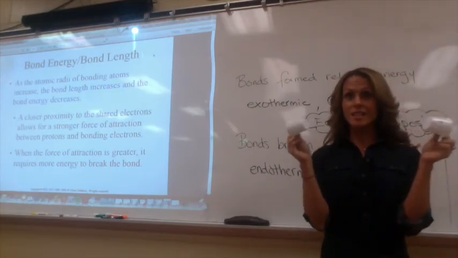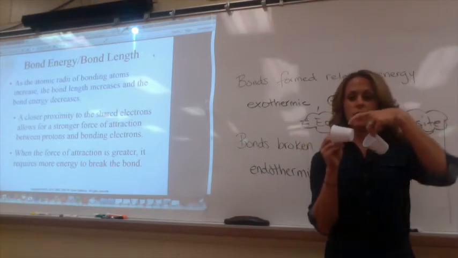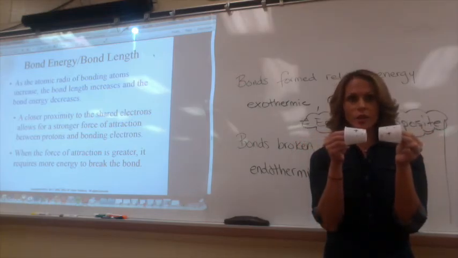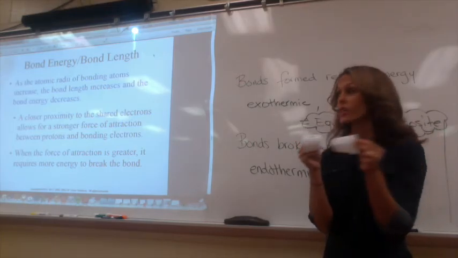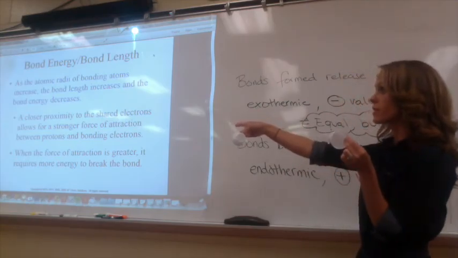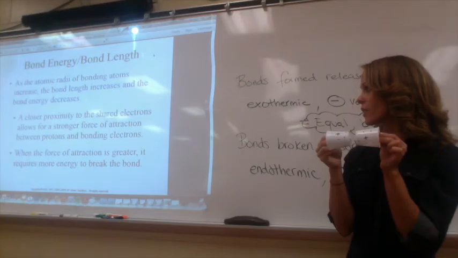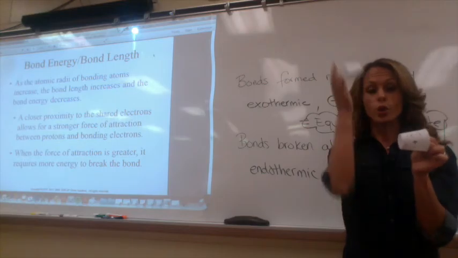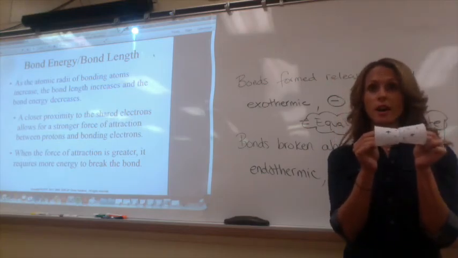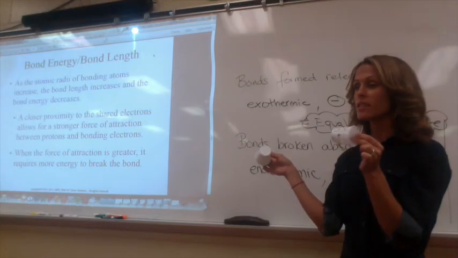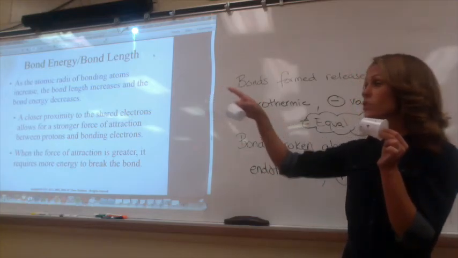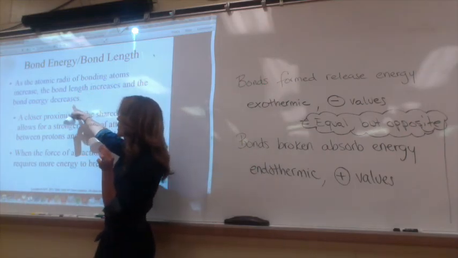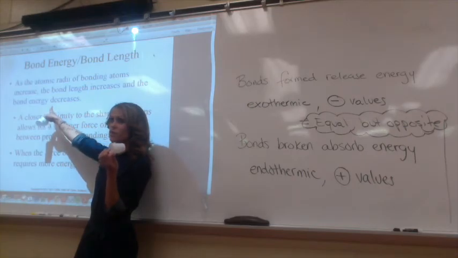All right, so as they get closer together, these electrons can be attracted to this proton, and these electrons can be attracted to this proton, which means electrostatic forces of attraction are increasing, right? Force of attraction between protons and bonding electrons is increasing as they get closer together. When the force of attraction is greater, it requires more energy to break that bond. So karate chopping this in half, the stronger the bond, the more bond energy is needed to break the bond. So that's what this is saying. So if bond length increases, so the longer the bond, the less energy is needed to break that bond.